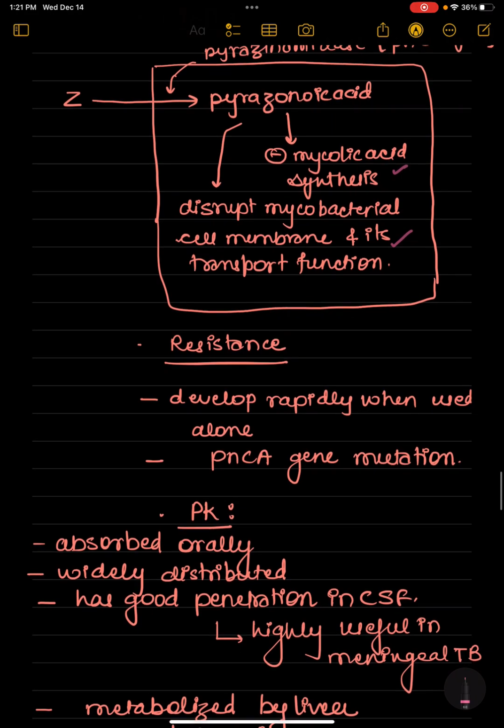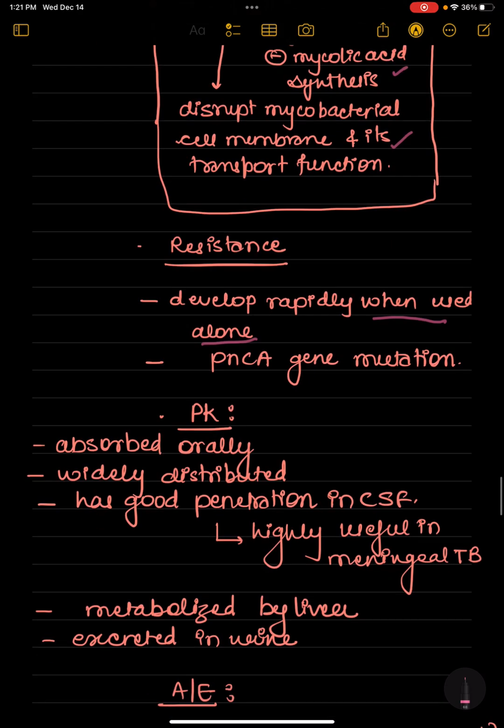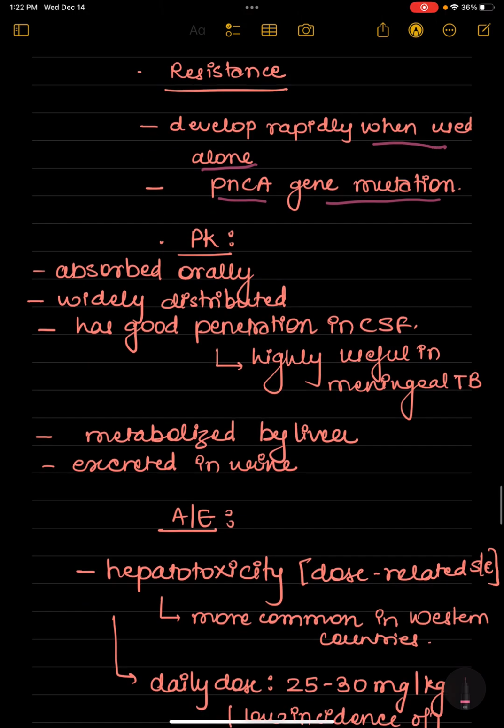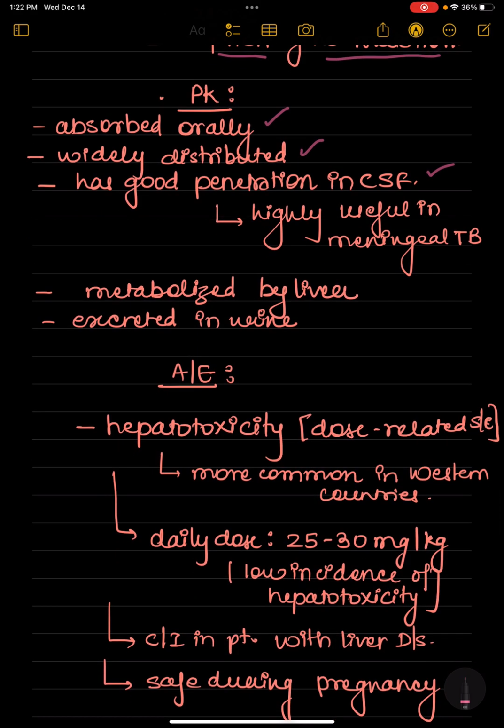Resistance to pyrazinamide develops when it is used alone or due to PNCA gene mutation. Pharmacokinetics of pyrazinamide: it is absorbed orally, widely distributed and has good penetration in CSF, and it is highly useful in meningeal TB. It is metabolized by the liver and excreted in urine.